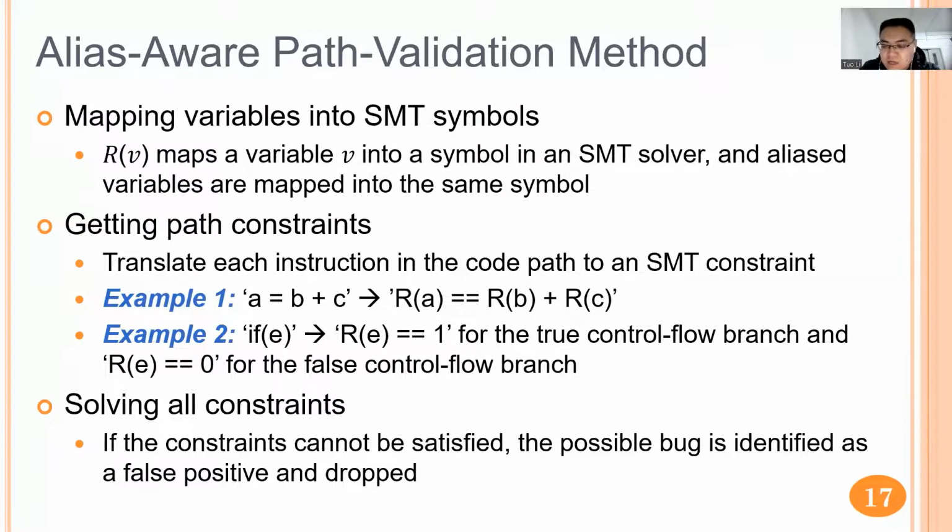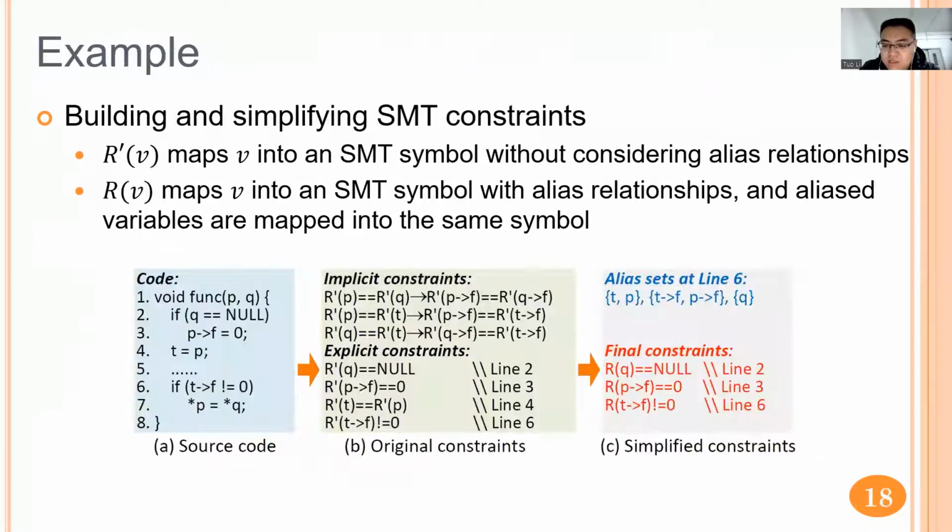For example, our analysis translates the statement assign B plus C to A to the SMT constraint RA is equal to RB plus RC. As for the statement if E, our analysis translates it to RE is equal to 1 for the true control flow branch, and to RE is equal to 0 for the false control flow branch. At last, our analysis uses Z3 to solve all the constraints. If the constraint cannot be satisfied, the possible bug is identified as a false positive and is dropped.